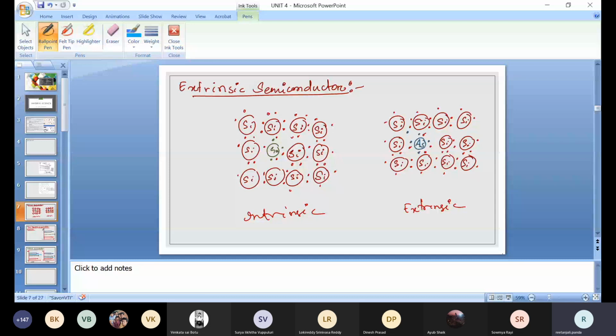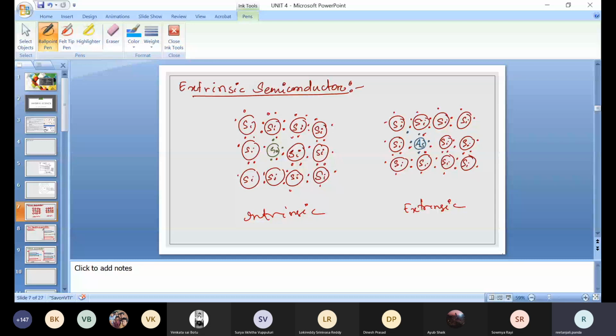These extrinsic semiconductors are called impure materials because of the addition of an external element, or addition of an impurity. That process is called the doping process. When we are adding the impurity to a pure material, a pure semiconductor, that process is called the doping process. And the material which we add there is called the dopant.